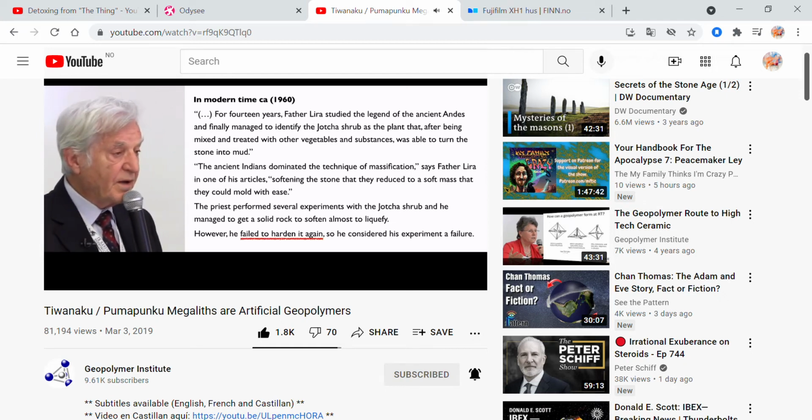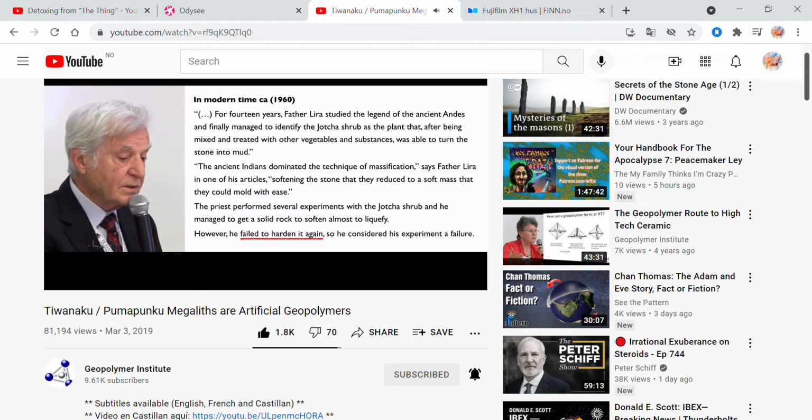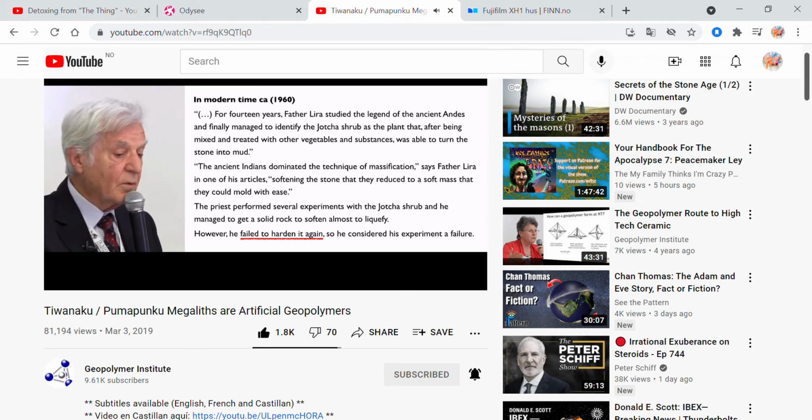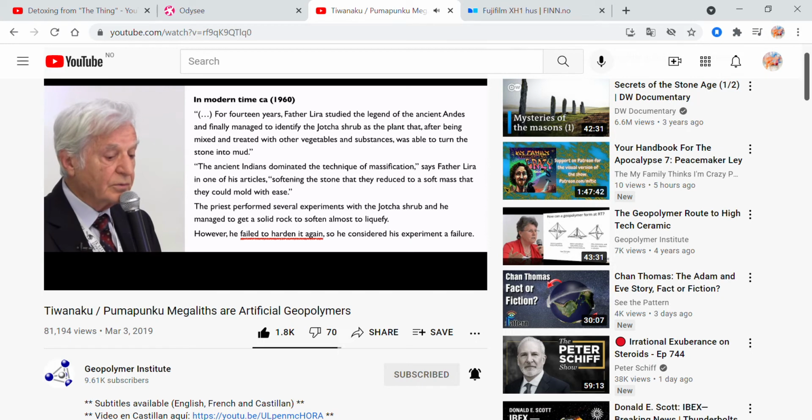However, he failed to harden it again. So he considered his experiment a failure. And this has been the reason why 40 years ago we also stopped. We can disaggregate, but we were not able to re-agglomerate and harden it again. I waited to get the right knowledge, and this knowledge we started to obtain only 1 or 2 years ago.